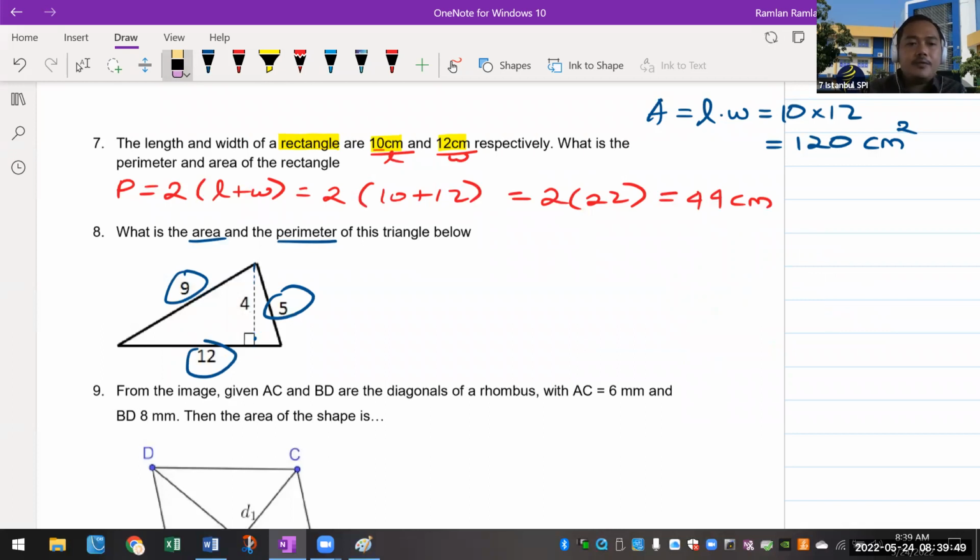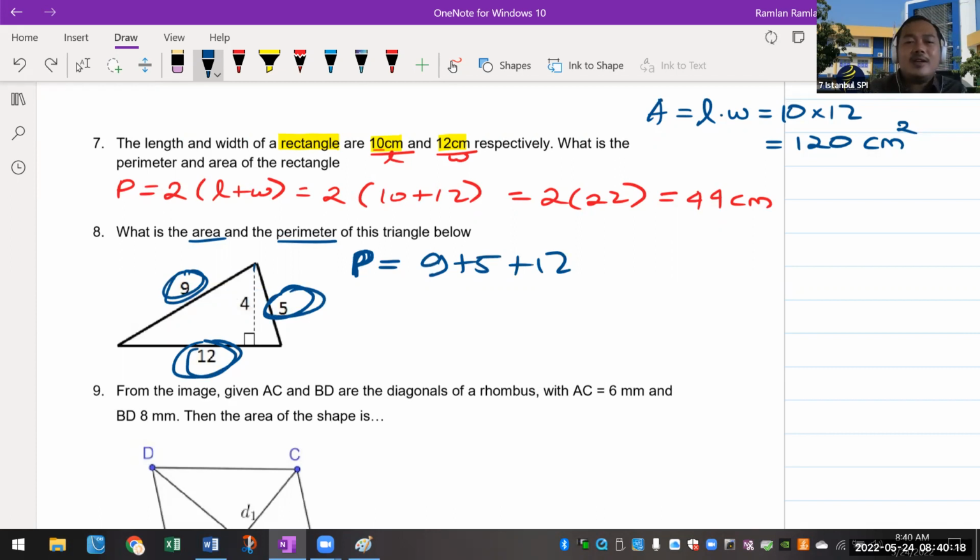So if we're talking about the perimeter, right? Remember that perimeter is actually just the distance around the shape. So what you should do is just add all of the sides, right? So you don't add the four because four is not one of the sides of the triangle, right? So be careful with that, okay? So the perimeter is just 9 + 5 + 12. Hati-hati ya, jadi 4 ini jangan ditambah karena itu bukan salah satu dari sisinya si segitiga.